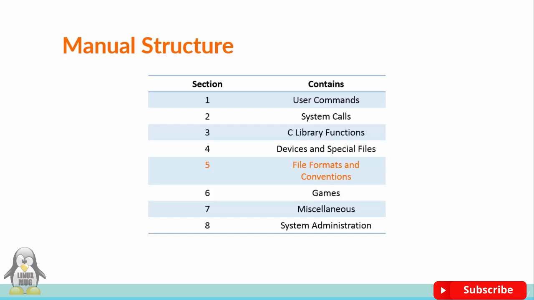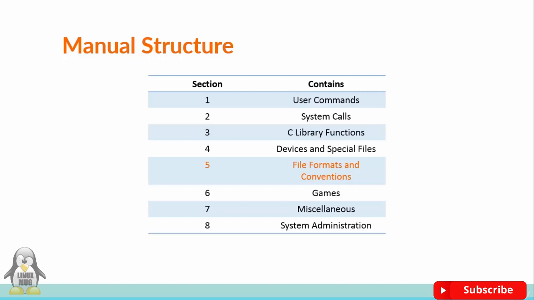If you've ever opened up a file on your computer and just been like, oh my goodness, what is that? That looks like an absolute mess. I have no idea what is going on. How can I possibly use this? That's what section 5 is for. Section 5 is about all the different formats and the conventions of specific files on your computer.